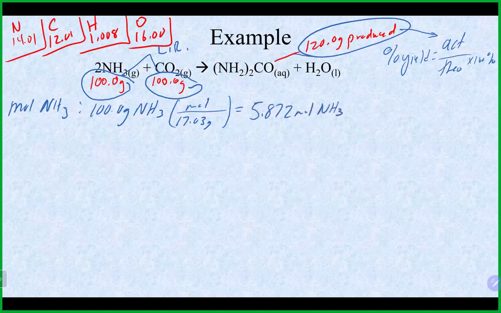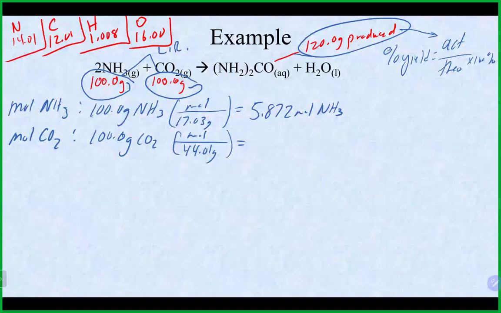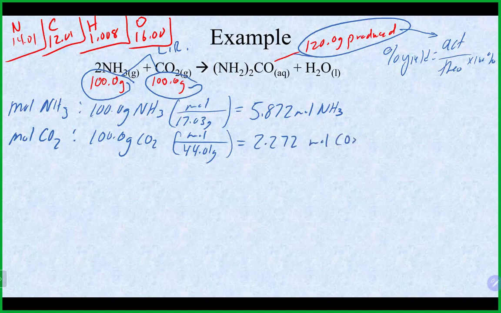We'll do the same or a similar calculation for CO2, except obviously we will use the molar mass of CO2 from the periodic table, which is 44.01 grams per mole. That's going to give us 2.272 moles of CO2. Remember, you can think of these again as your starting amounts of each of these guys.